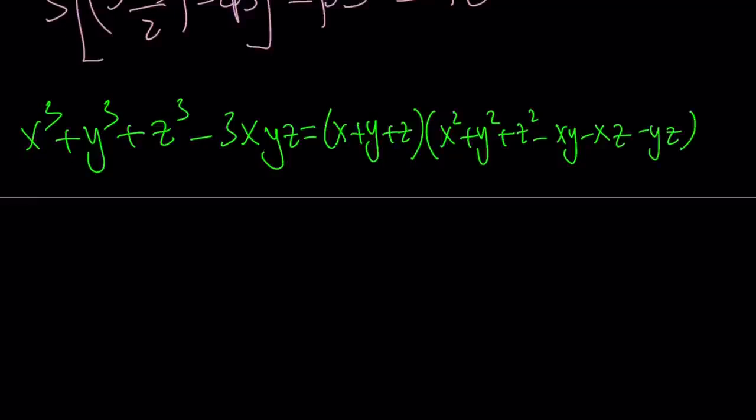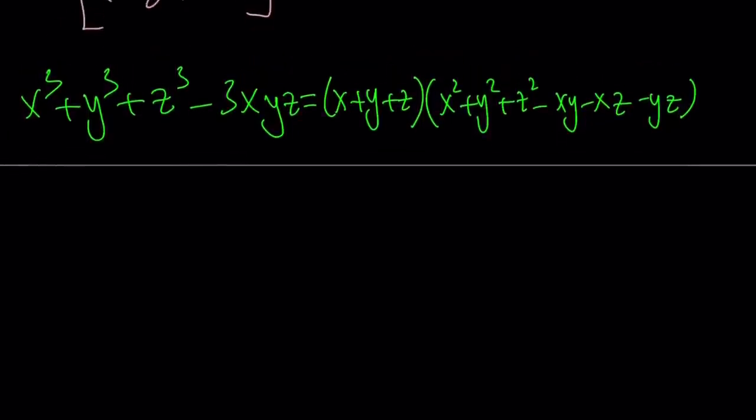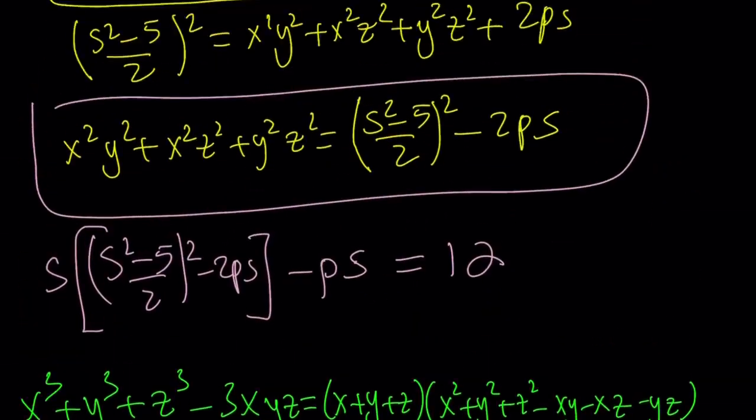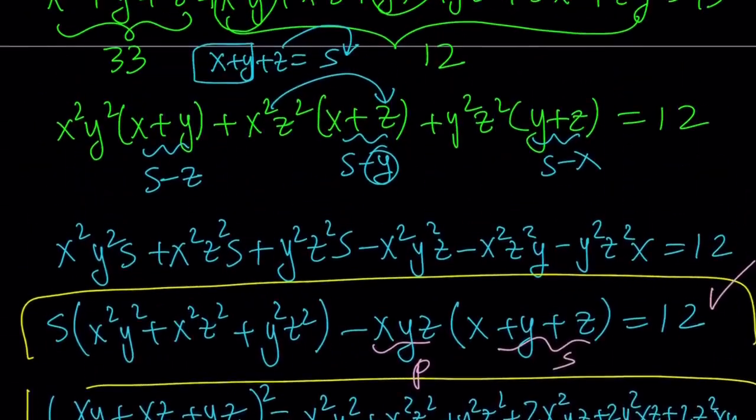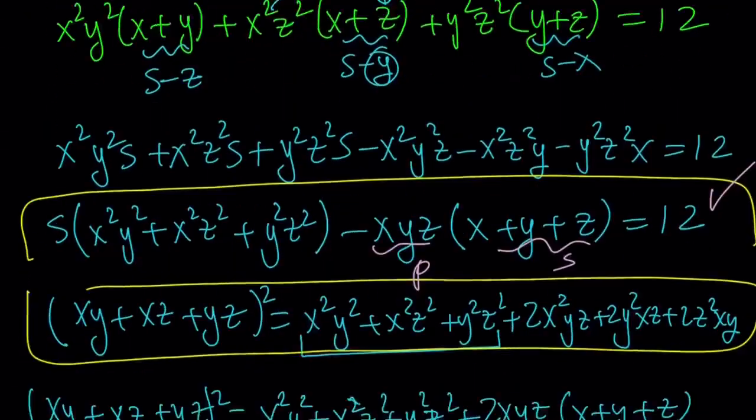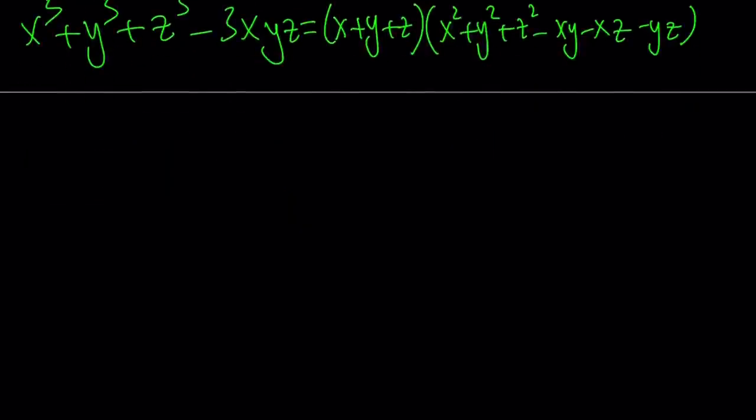This also can be used to prove that if x plus y plus z is equal to 0, then x cubed plus y cubed plus z cubed is equal to 3xyz, which is something that is often used in math competitions. Okay, great. So we have a numerical value for the sum of cubes, which is 9. So 9 minus 3p, which is the product, equals s.